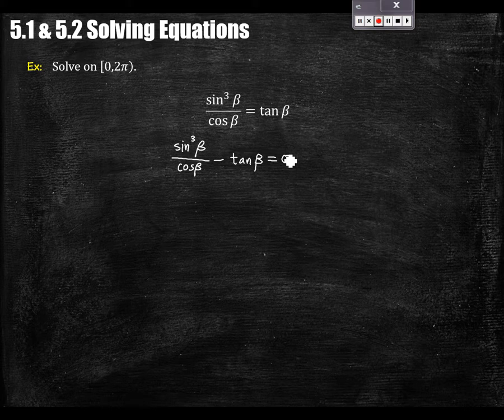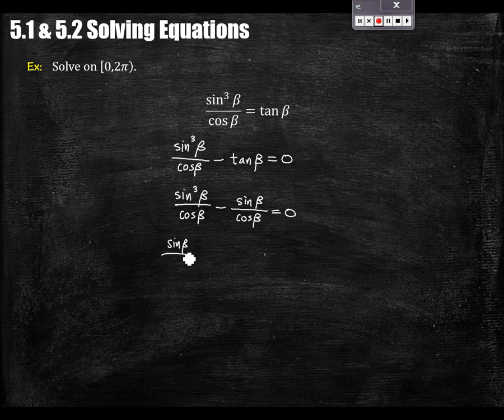Okay, so we have sine beta over cosine beta. What do you want to do? Or you can subtract them, yeah. Make it one fraction. Ultimately we want to factor this, right? It's convenient to make it one fraction because then you can easily factor out the top.